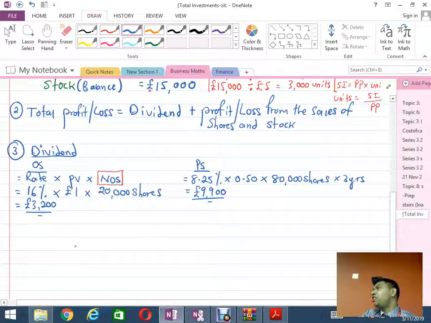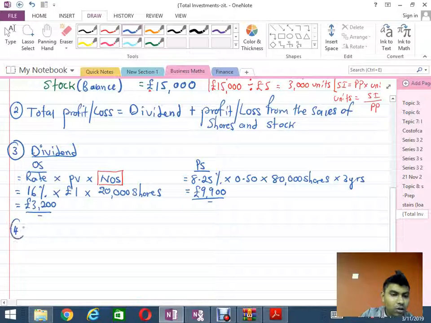Okay, my next question, dividend already done. Do we have interest for stock or not? Don't have. Why? Because the rate is not given. Okay, the rate is not given and the par value is not given also, correct? So we can't find. Okay, so forget about the interest.